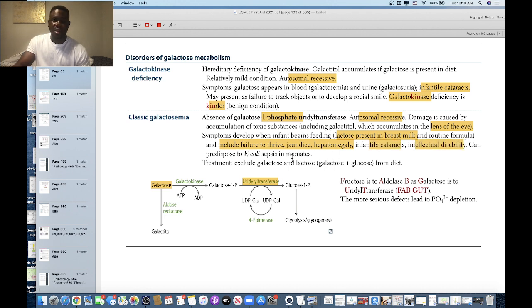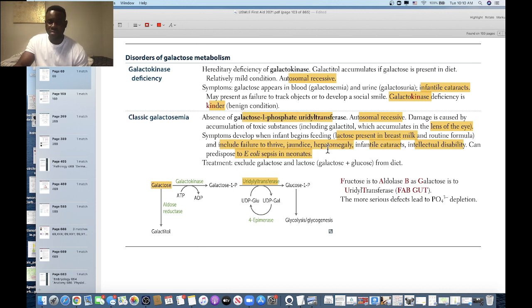Intellectual disability. They can also be predisposed to E. coli sepsis. This is very important because a lot of people don't pay attention to it. So you would like to ask it. Classic galactosemia can present with E. coli neonatal sepsis.